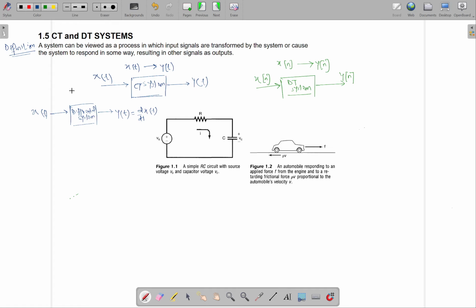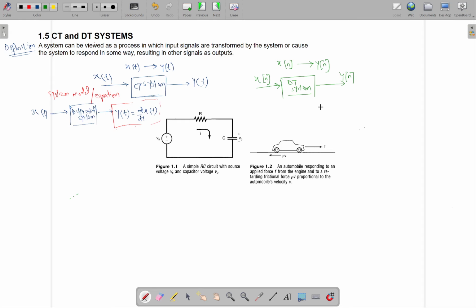So systems are basically modeled through equations. This is the system equation, which tells me how the output y of t is linked with the input x of t. The system is modeled with some mathematical expression, and that mathematical expression is called the system model, or we can also call it the system equation.